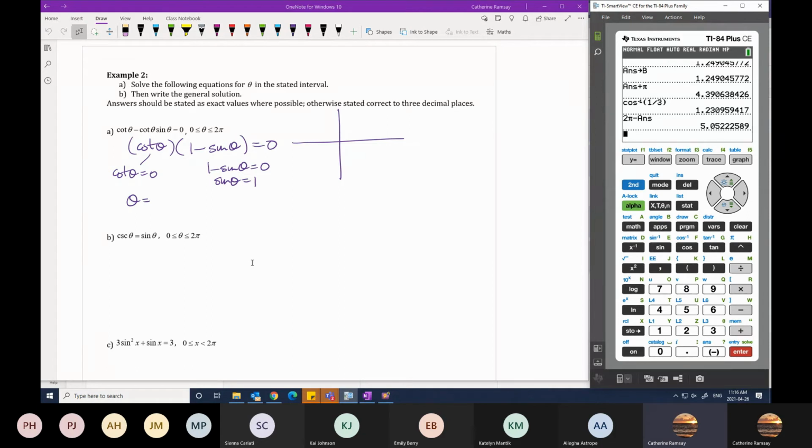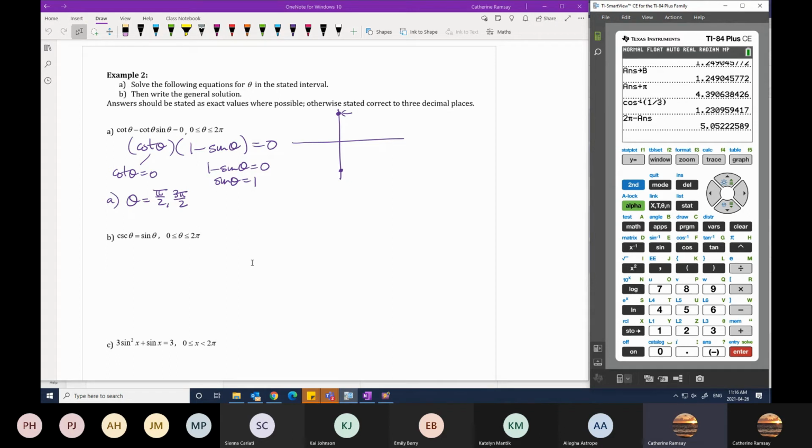Does anybody know where tan is undefined? Your y-axis. Yeah, the y-axis, very good. Did you use the little trick I showed you before, or you just remember that? I just remember that. Okay, so pi over 2 and 3 pi over 2. And then where is sine theta equal to 1? It's actually at pi over 2 there. So I don't have to list it again. So I have now listed all the answers for A in the stated interval.